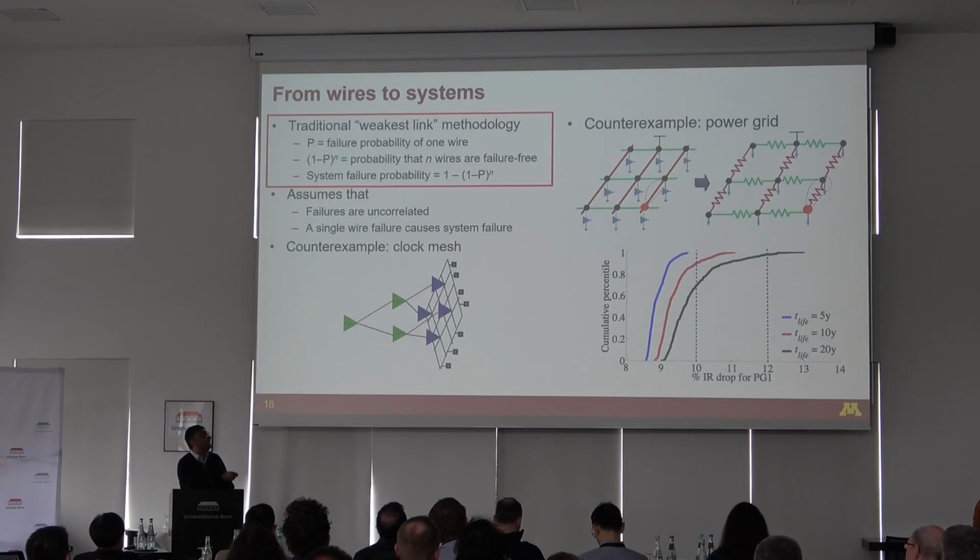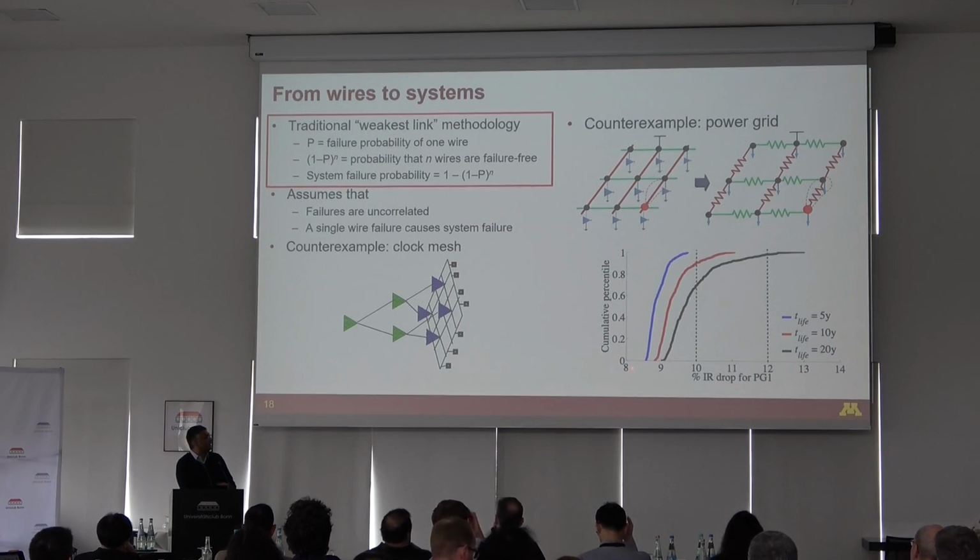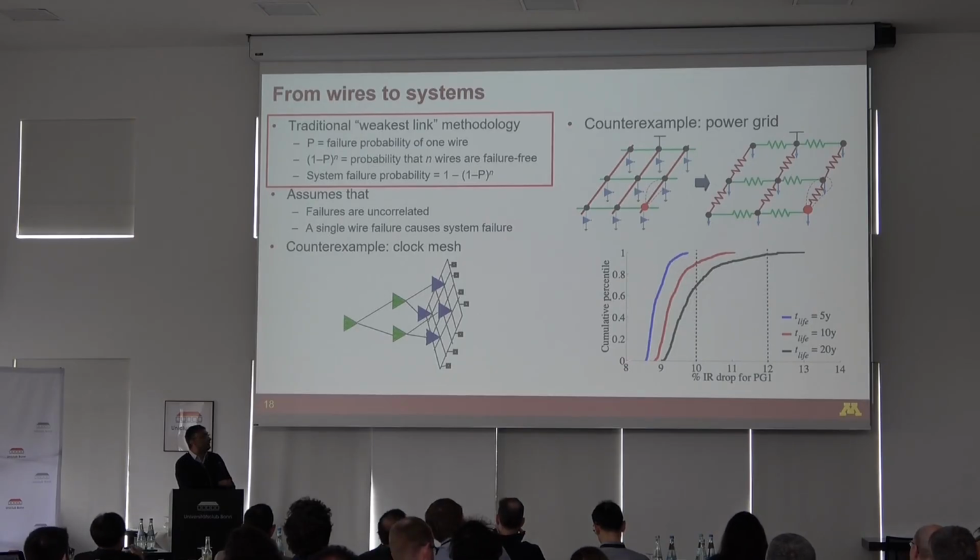Look at a power grid. If one of these things gets knocked out, the power grid is still functional. It may just have a slightly larger IR drop. It may still be within specs. And in fact, if you look at the cumulative percentile, because this is a probabilistic phenomenon, you can see that at the 5-year time point, the probability of failure is actually something like this. At 10 years, it's something like this. At 20 years, it's something like this.